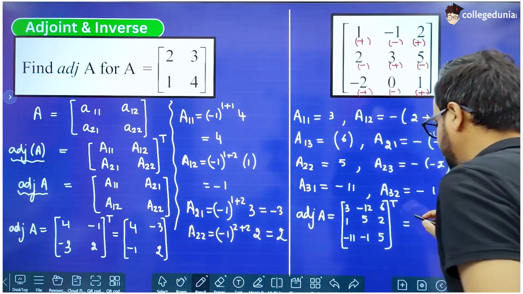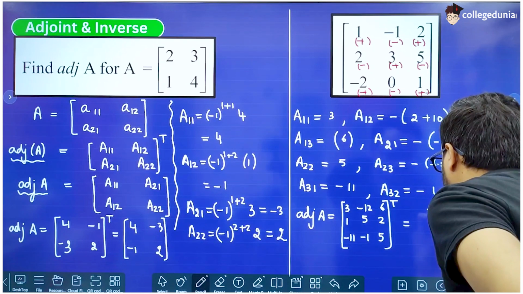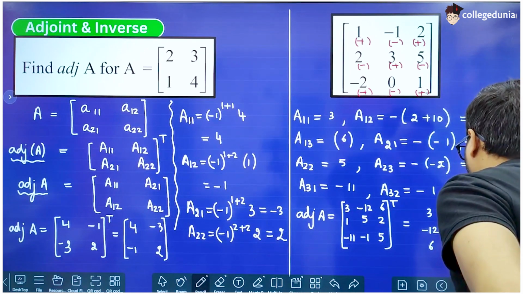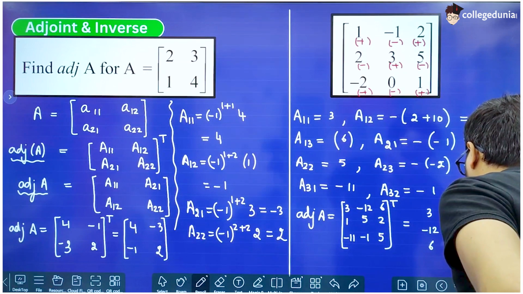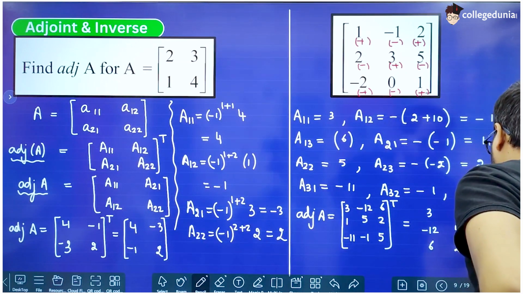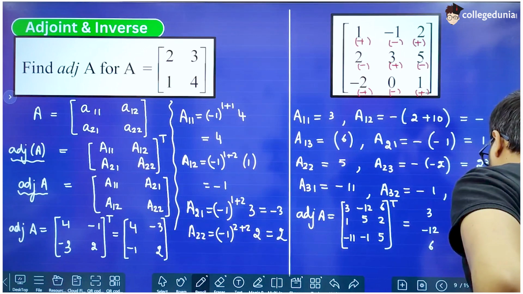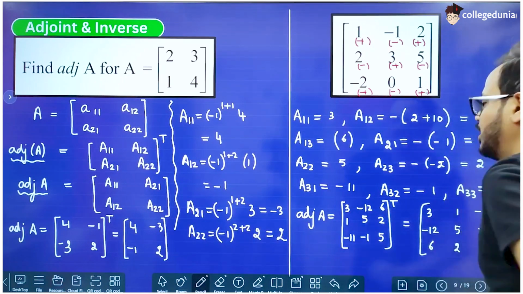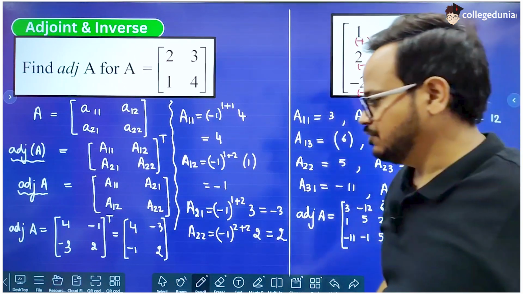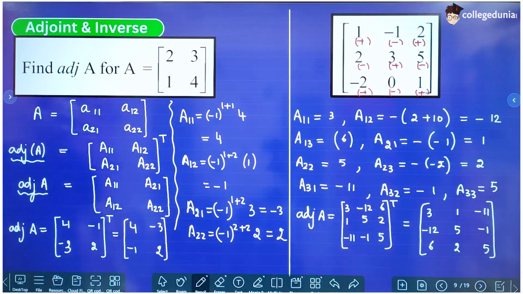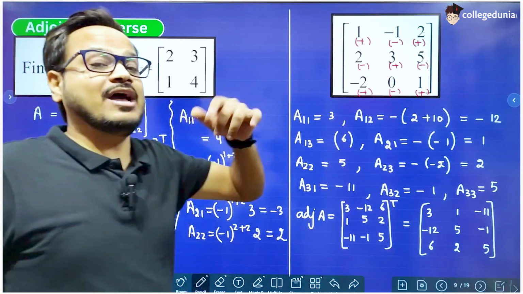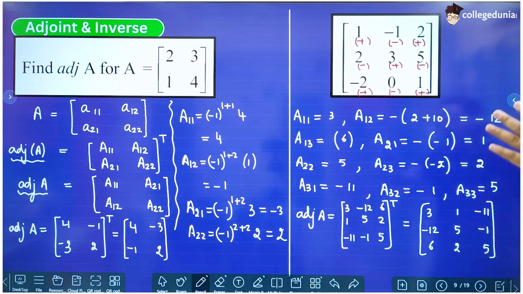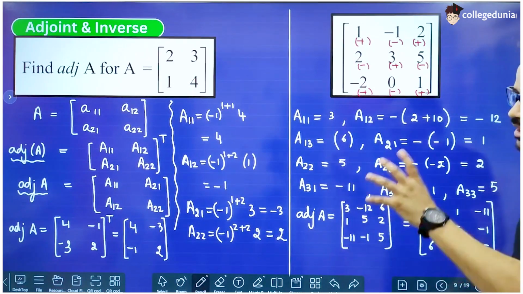Transpose, which is 3, minus 12, 6, 1, 5, 2, minus 11, minus 1, 5. And this is the adjoint of the 3 by 3 matrix which is given here, right? So this is how you can find the adjoint. But why are we finding the adjoint? Adjoint has many applications to find many other things in matrices and determinants.